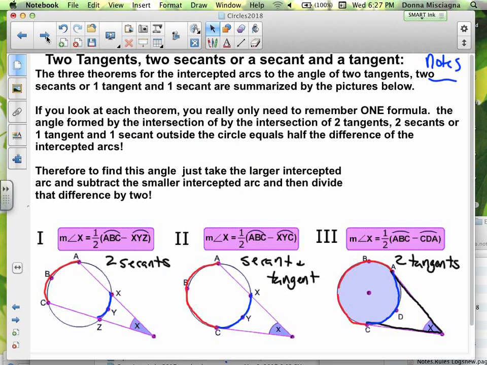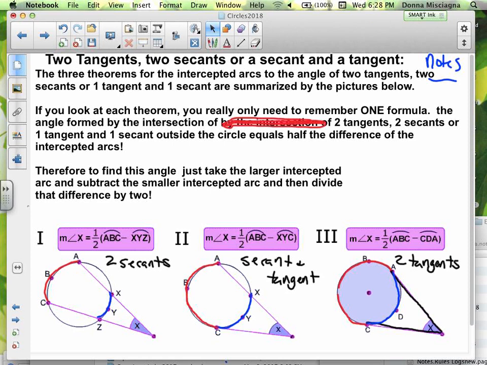If you look at each theorem, you really only need to remember one formula. The angle formed by the intersection of 2 tangents, 2 secants, or 1 tangent and 1 secant outside a circle equals half the difference of the intercepted arcs. So it doesn't matter what makes that angle outside the circle. The formula is the same. But there is something a little bit different about the 3 scenarios here.